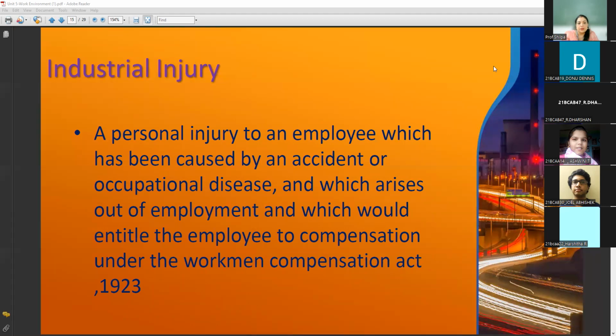So, when can we consider an industrial injury? We can consider an industrial injury to an employee which has been caused by an accident or an occupational disease which arises out of the employment, or which entitles the employee to compensation under the Workmen's Compensation Act. Now we are going to also learn what the causes of these accidents are.